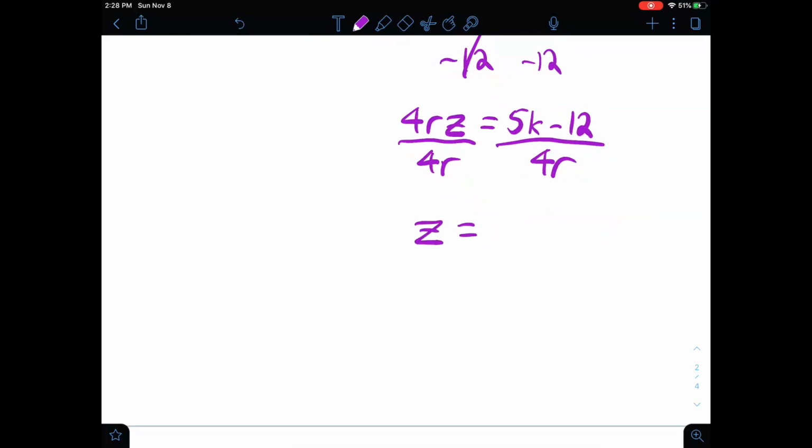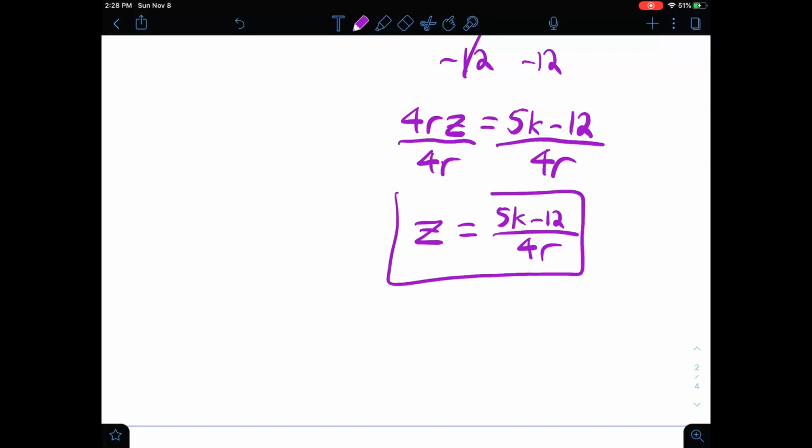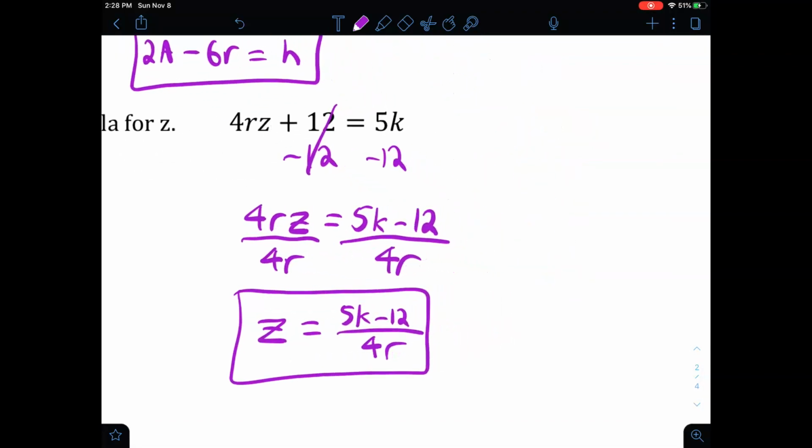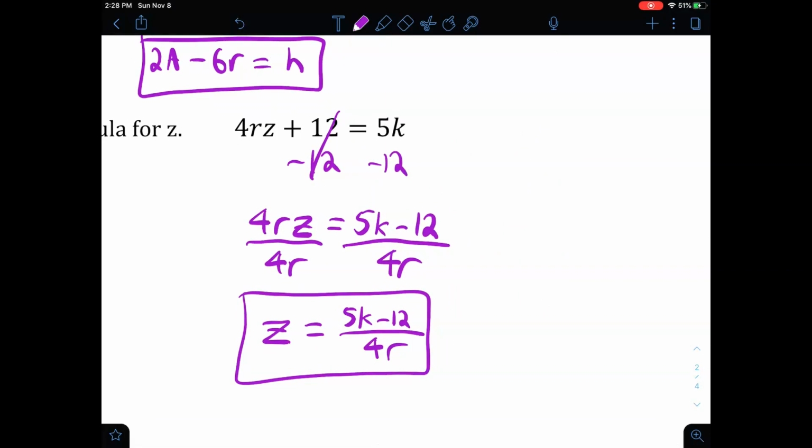So one of our answers, if we do this, we're going to get 5k minus 12 over 4r. Now that's an okay answer. Or we can actually simplify this. I see 12 and 4 in the top and bottom. Those can actually be simplified. So what I'm going to do is split this up into 5k over 4r minus 12 over 4r, because that's what we can do with fractions. Okay, just like the opposite.